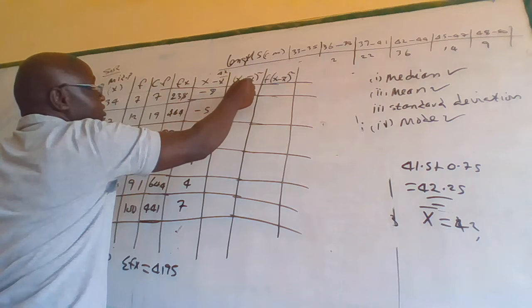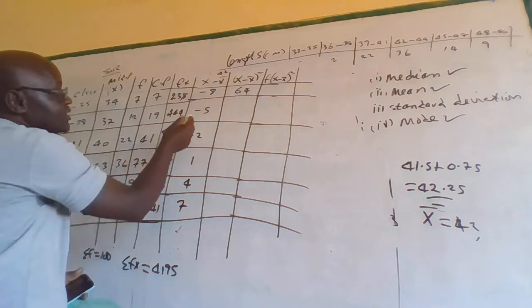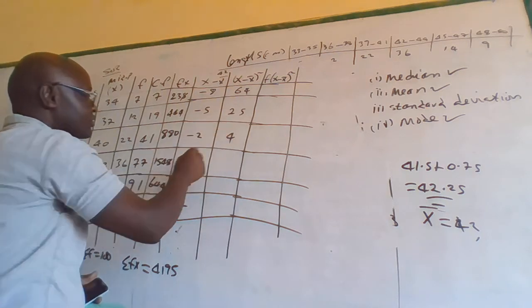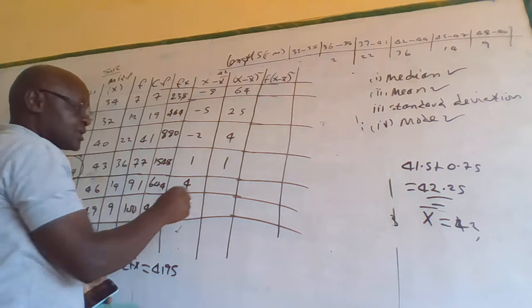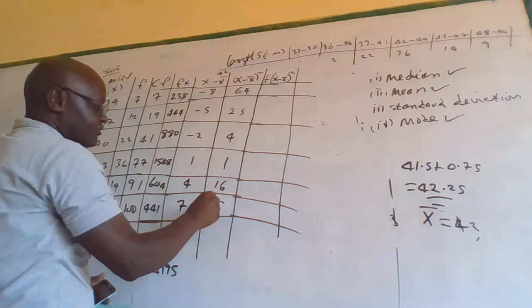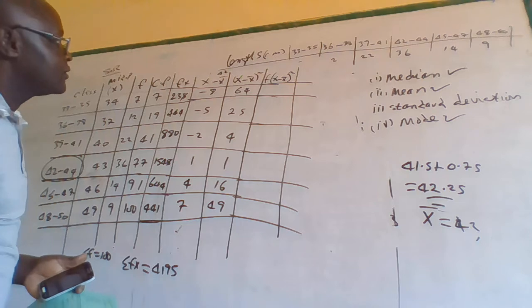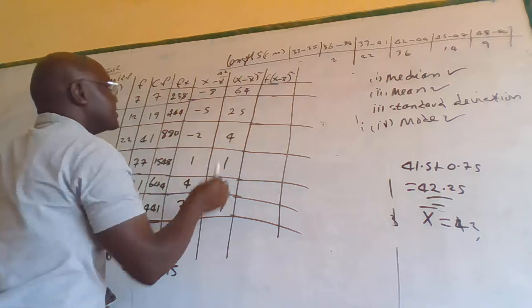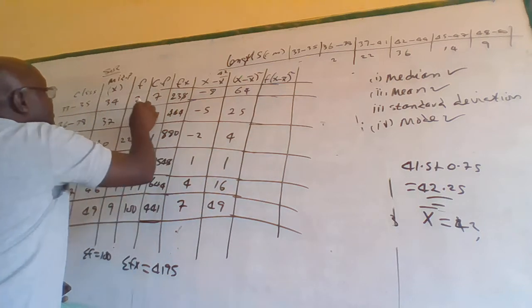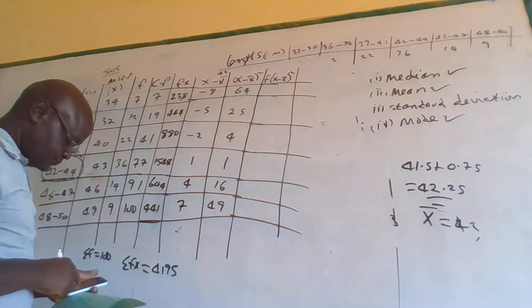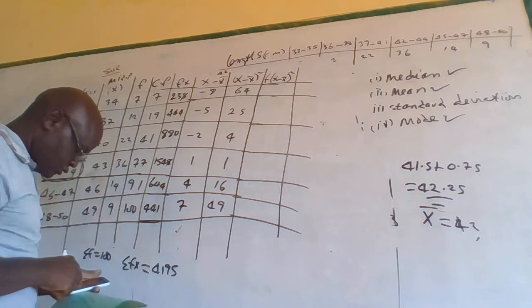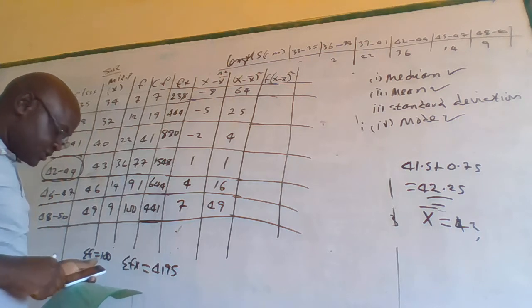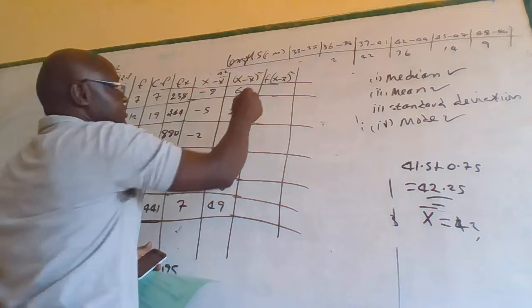So we square this and record in this column. So this will be 64. Negative 8 squared 64. Negative 5 squared 25. Negative 2 squared we have 4. 1 squared 1. 4 squared 16. 7 squared 49. Now we take this and multiply with the frequency and record it there. So it will be 64 times 7, we have 448.